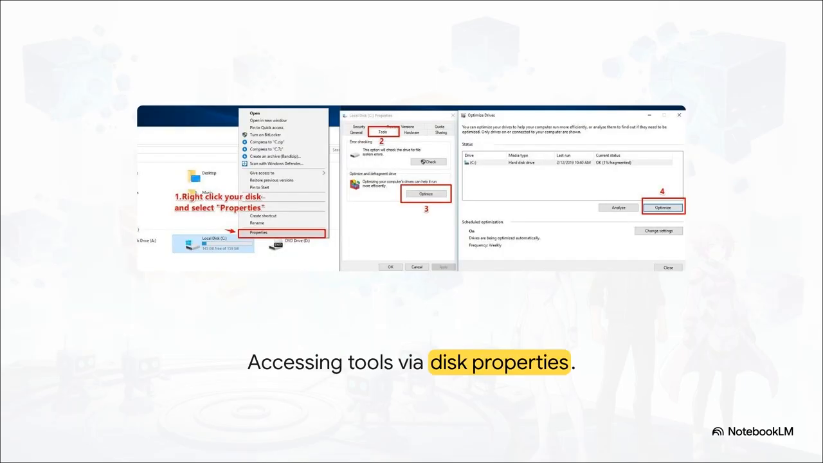Now, for those of you who prefer navigating through the File Explorer, there's totally an alternative route. You can simply right-click directly on your local disk drive, select Properties right at the bottom of the menu, click over to the Tools tab at the top, and boom, right there you'll find the Optimize and Defragment Drive section. Clicking Optimize from here launches the exact same utility we were just looking at.